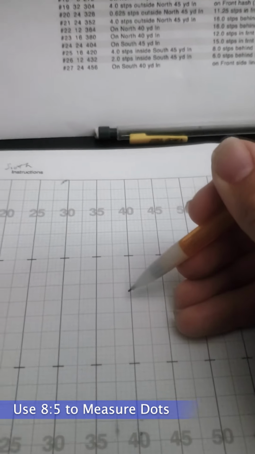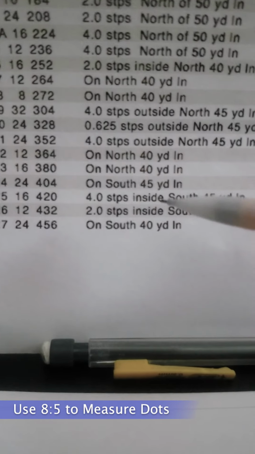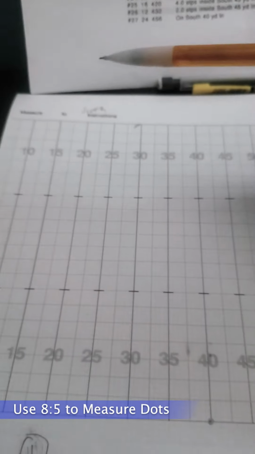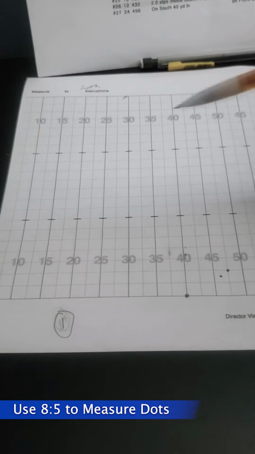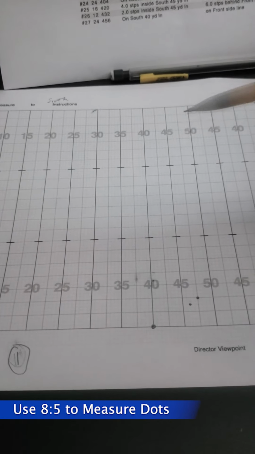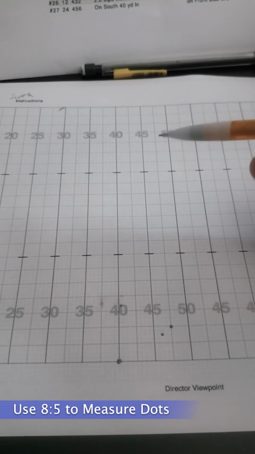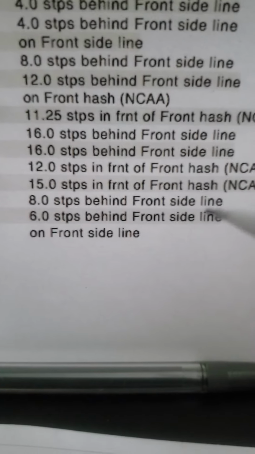Okay, so then when I see something like, let's look at the third to last dot. Okay, so 4 steps inside this south 45-yard line. Well, we know that the south side, or side 1, is going to be on this side. So I'm finding the 45-yard line on that side of the field, okay, which is this puppy right here. And I know I'm going to go inside, which is towards the 50. So I'm going 4 steps inside, which is this little faint line right here. Okay, and then I know that my y-axis information, I know I'm going to be 8 steps behind the front sideline.